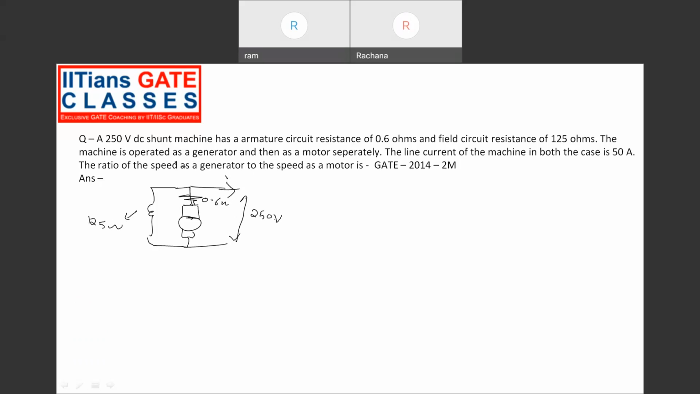Given the terminal voltage is 250 volts. So the line current of the machine in both the cases is 50 amps. Means this current is 50 amps. The voltage is 250 volts. So the field current will be 250 by 125, that is 2 amps. And the armature current is the summation of these two, that is 52 amps.